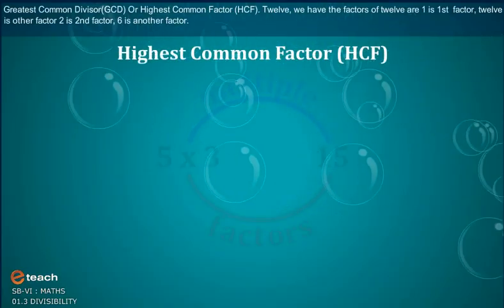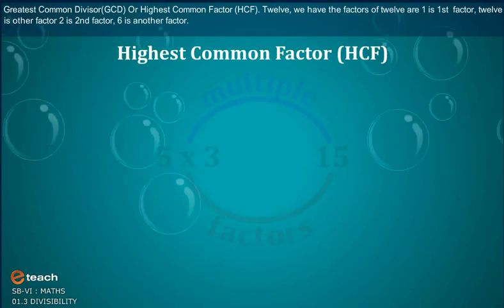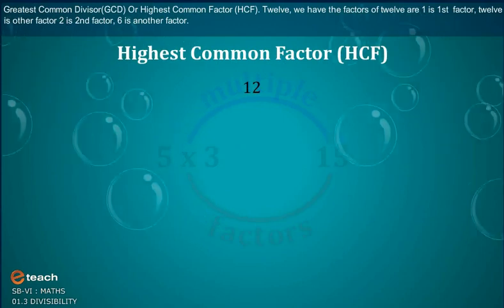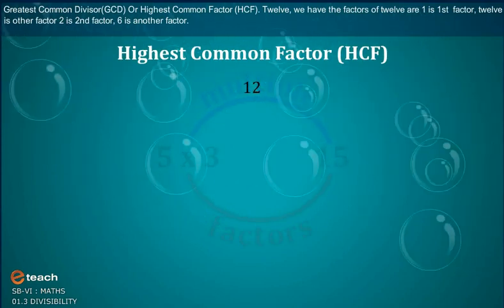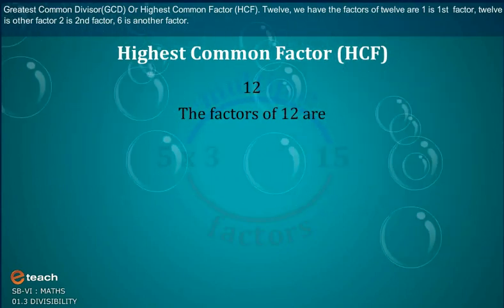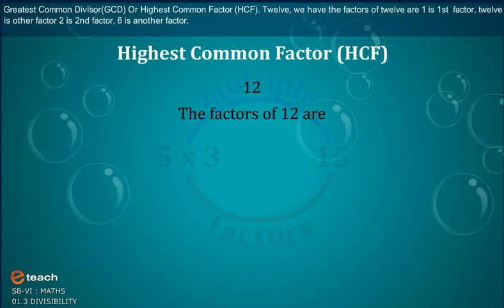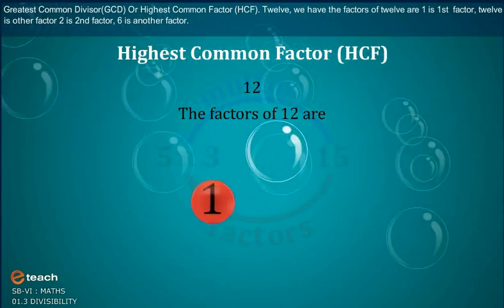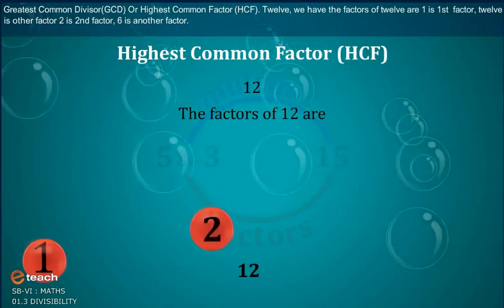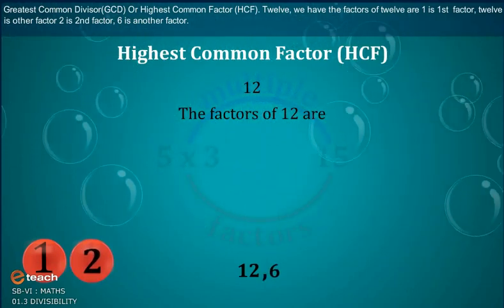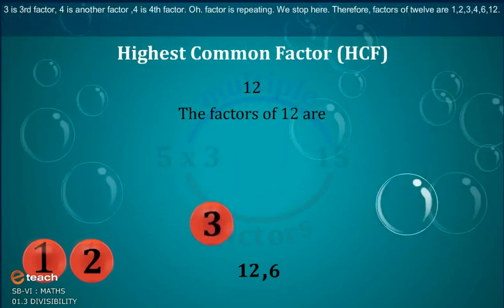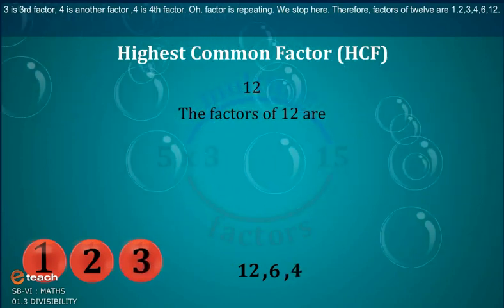Greatest common divisor, that is GCD, or highest common factor, that is HCF. We have the factors of 12. 1 is first factor, 12 is other factor. 2 is second factor and 6 is another factor. 3 is third factor and 4 is another factor.